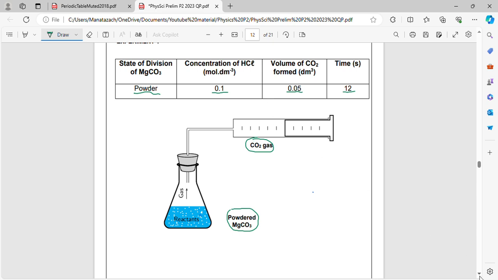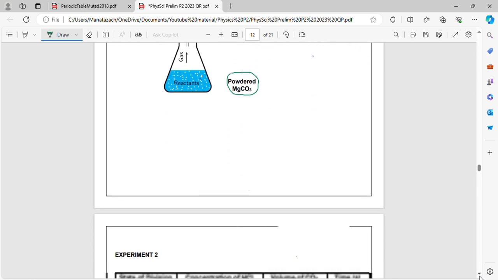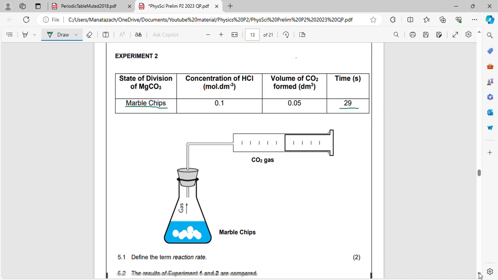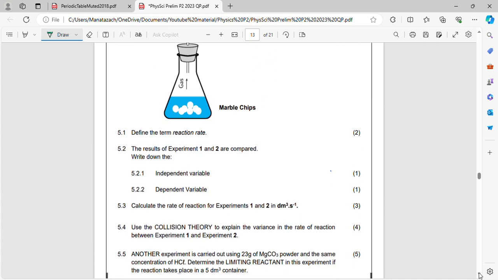Now let's have a look at experiment 2. In experiment 2, we have everything the same except for the state of division. Instead of powdered magnesium carbonate, you have marble chips, and the time is much longer for the reaction to take place. Okay, now let's get to the questions.